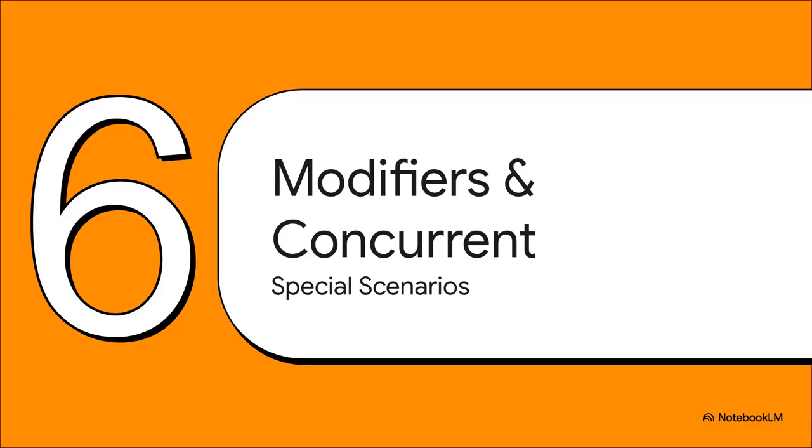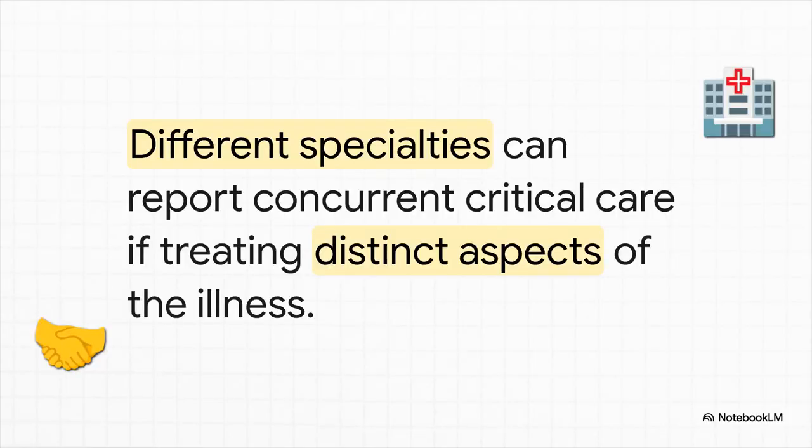And finally, Section 6, Modifiers and Concurrent Care. To wrap up this explainer, we need to address two special coding scenarios that honestly trip coders up all the time. First up, critical care is often a massive team effort. If multiple physicians from entirely different specialties provide distinct critical care to the same patient on the same day, both can actually report their respective critical care time using 99291 and 99292.